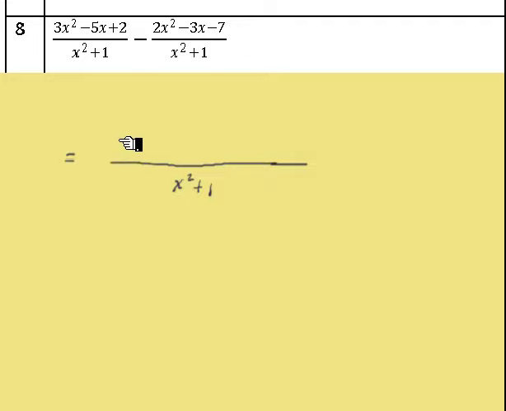So let's write down the first numerator, 3x squared minus 5x plus 2. And here we have to be careful. We're subtracting the entire 2x squared minus 3x minus 7. So we're going to open those parentheses. It's as if the numerator is in an implied set of parentheses, and we're multiplying through by that minus sign. So we have minus 2x squared, minus minus 3x will be a plus 3x, and minus minus 7 will be a plus 7.